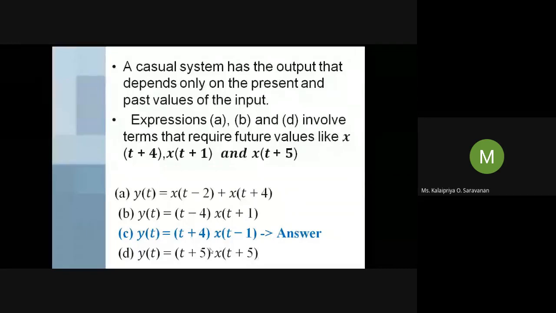Now look at your third option, option C. If you look at here, this is t plus 4 x of t minus 1. Now I've told you, you need not mind about t plus 4 because that is just a multiplication of the time factor. You will have to think only about x of t minus 1. So x of t minus 1, your input is delayed here, meaning this is a past value. So this particular equation does not depend on future value. It depends only on the past value. So option C is the answer here. Option C is the causal system here.